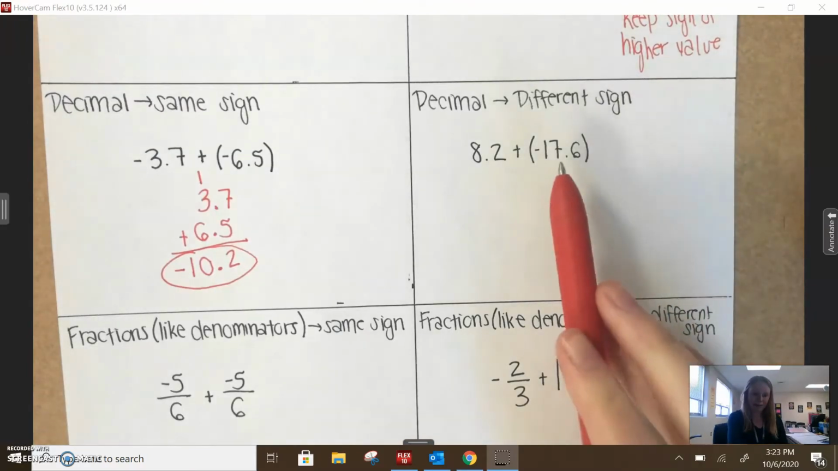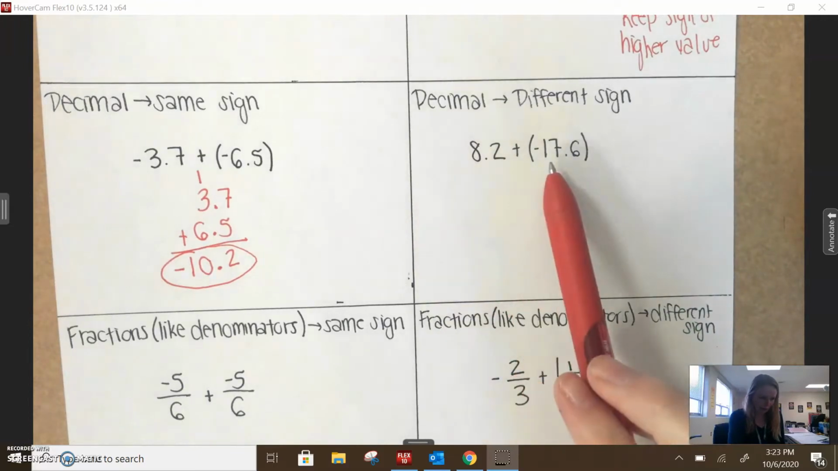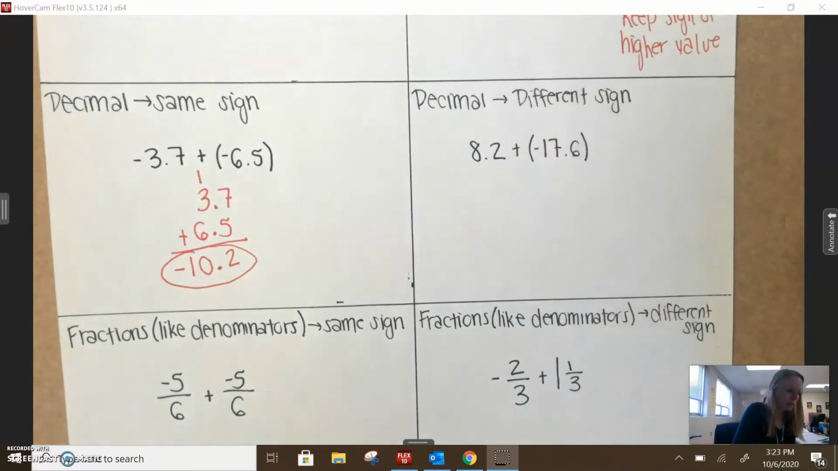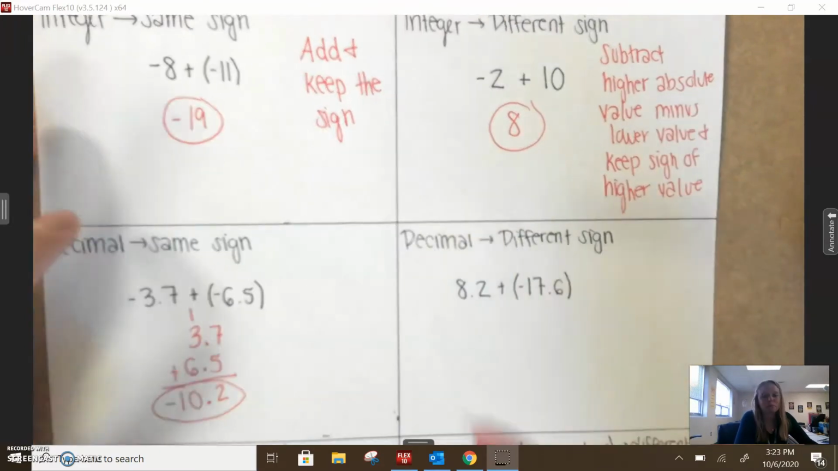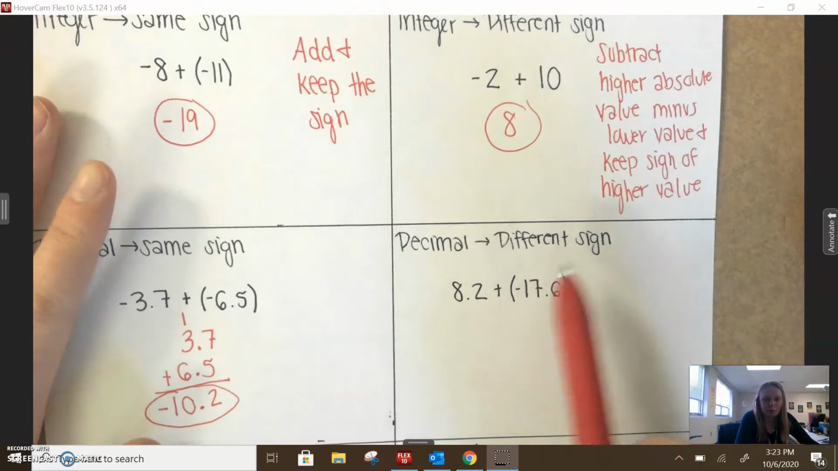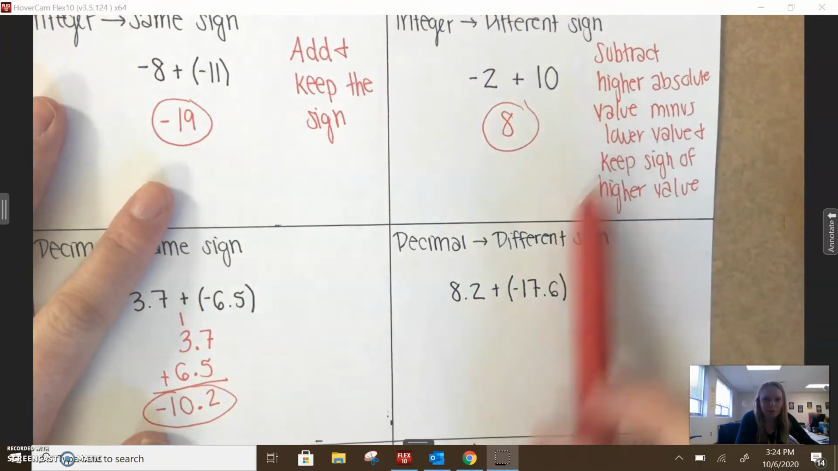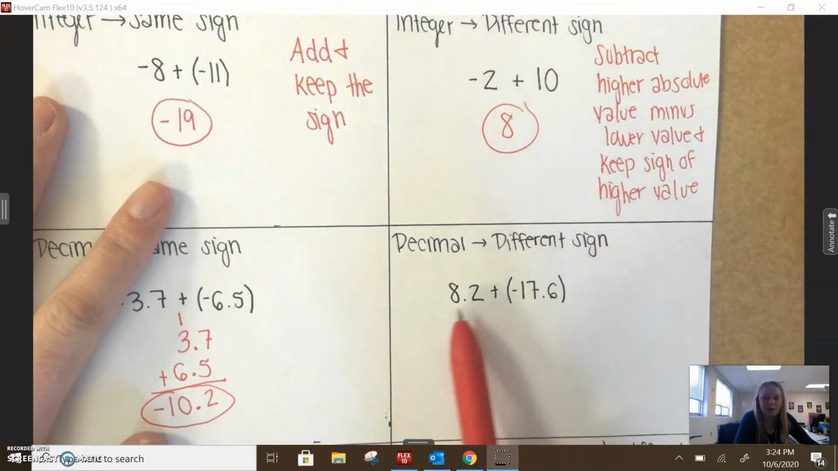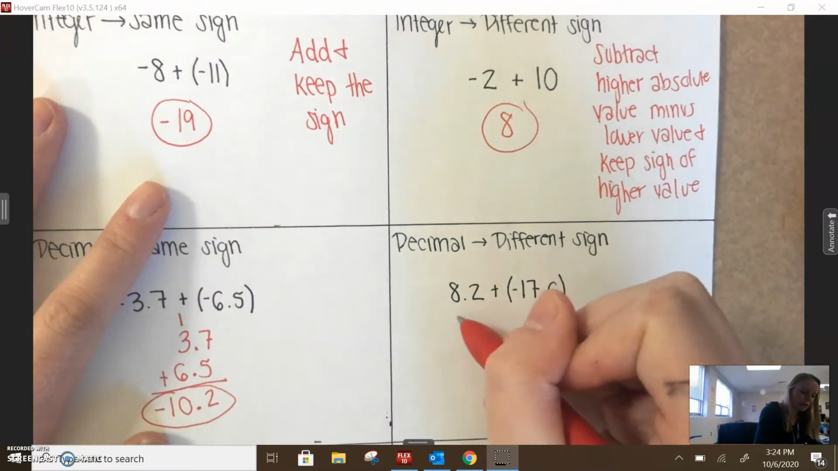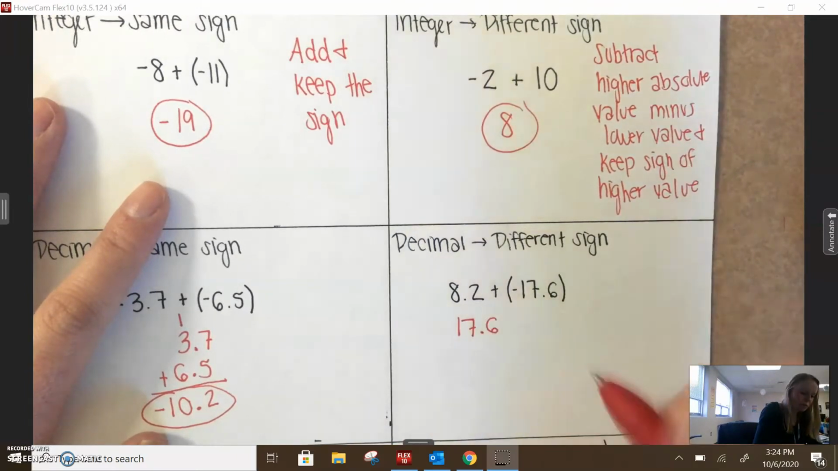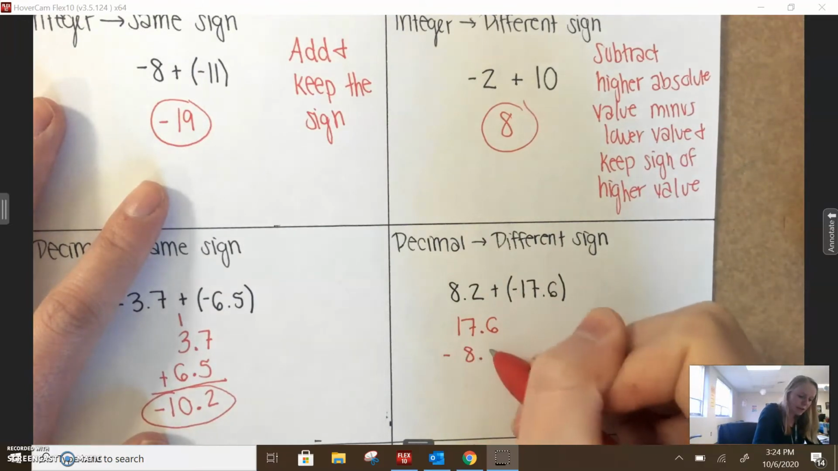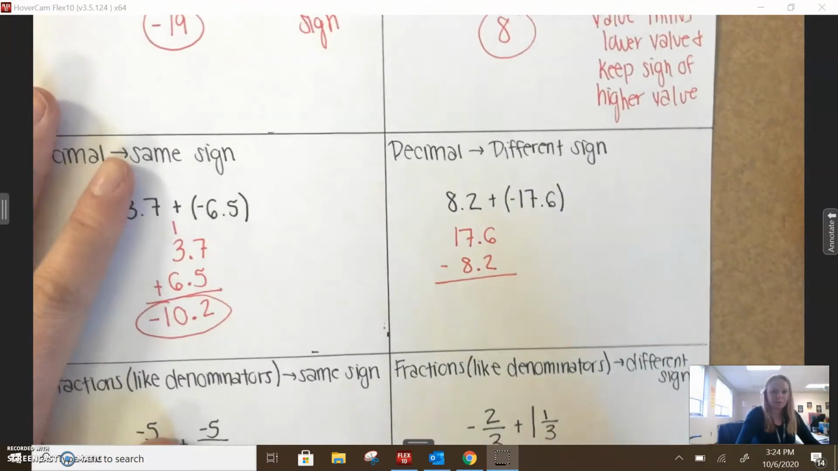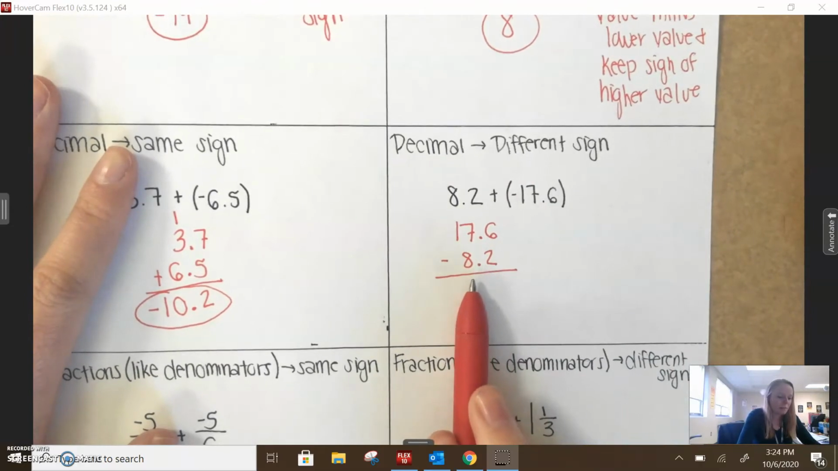So now if we look at decimals with different signs, so now I have one positive, one negative, I have to follow my integer rules and my decimal rule of lining up decimals. So same thing as we did with the integers, I have to take the higher absolute value and subtract the lower absolute value. So this is where I just kind of ignore the negative signs. I'm going to take the higher absolute value, which is 17.6, and I'm going to subtract the lower absolute value, which is 8.2.